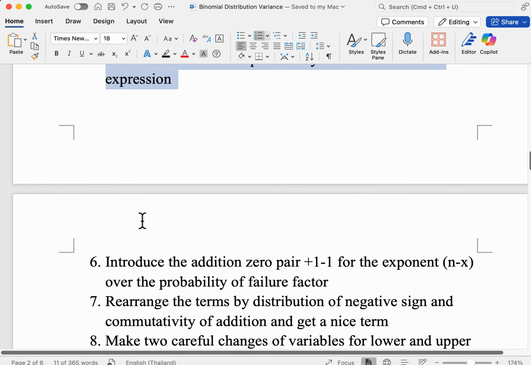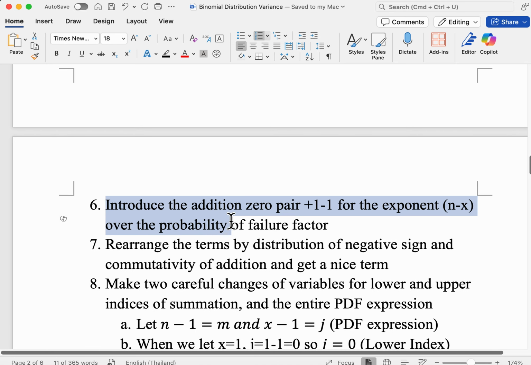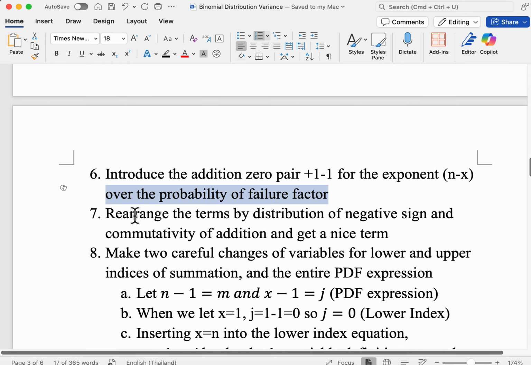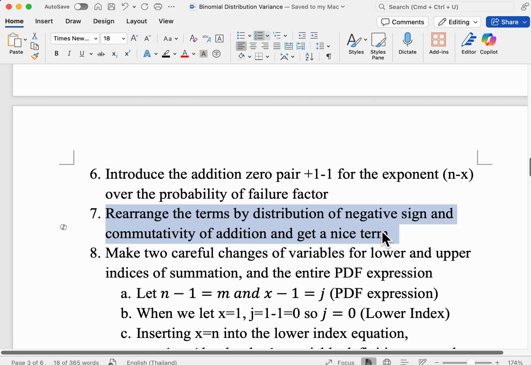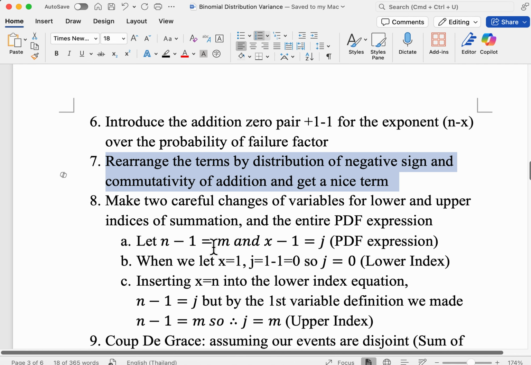And eventually, oh wait, there's a bit more. Add in the exponent an arbitrary 0 pair in the exponent n minus x. This is the exponent that goes over the probability of failure factor. Now, next, after that, rearrange the terms by distribution of negative sign and commutative addition to get a really nice term, and then make 2 careful changes of variables.